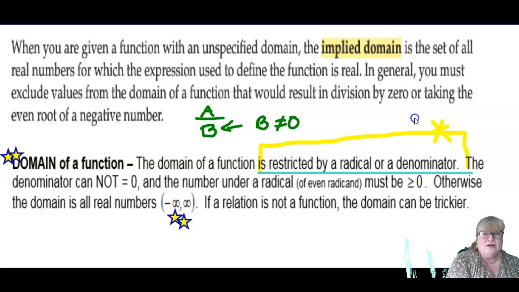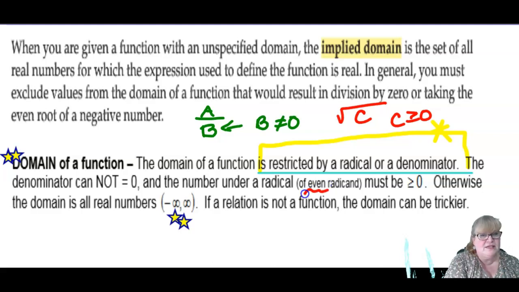If you have a radical, whatever is underneath the radical has to be positive or equal to 0. So you say greater than or equal to 0. And then you solve for what values would make it greater than or equal to 0. Because you can't take a square root of a negative number. Now, if it's a cube root, you can take a cube root.